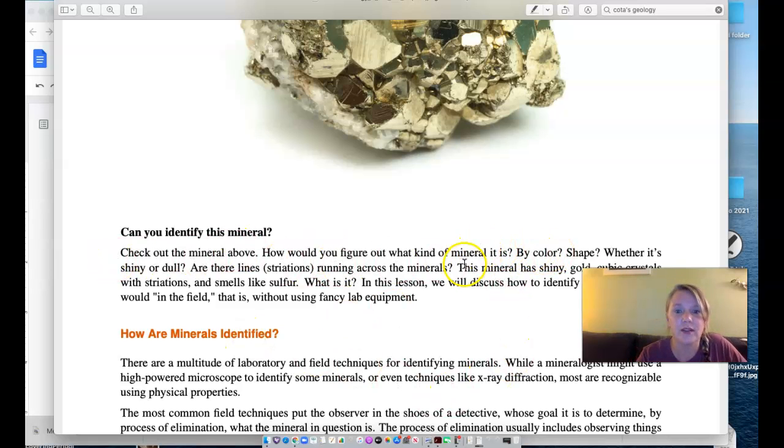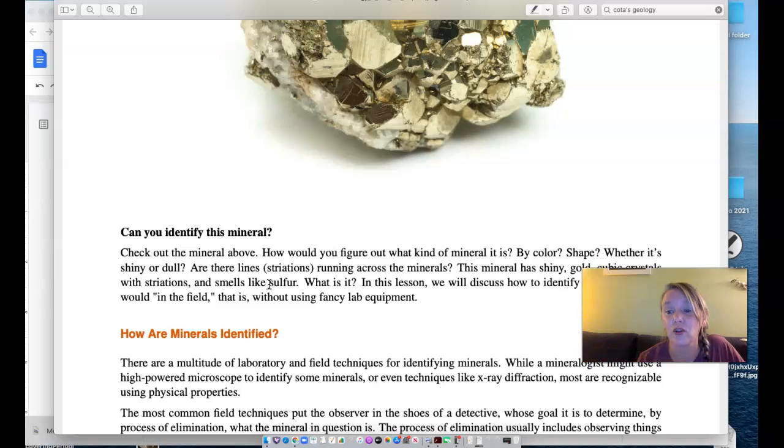So a couple of those things, just to quickly introduce it, it says, check out the mineral above. How would you figure out what kind of mineral it is? Would you look by color, by shape, whether it's shiny or dull? Are there striations, like these little lines right here? Is it shiny? Does it have cubic crystals? Does it smell? Does it taste? And by the way, we're not going to be tasting anything in my classroom because that's gross.